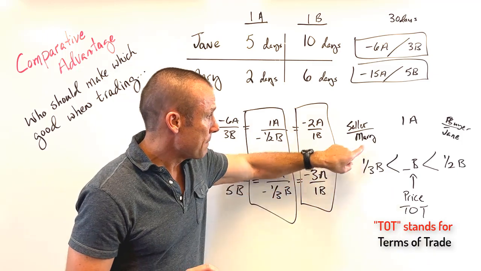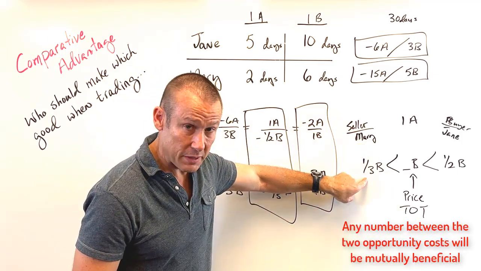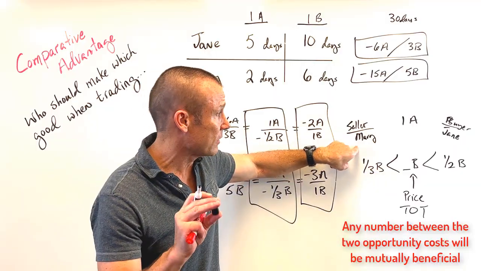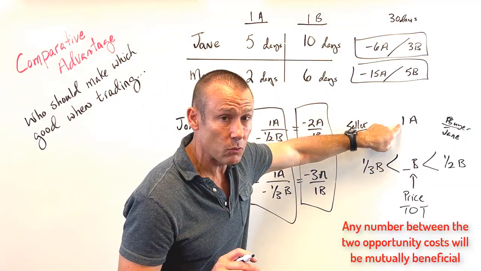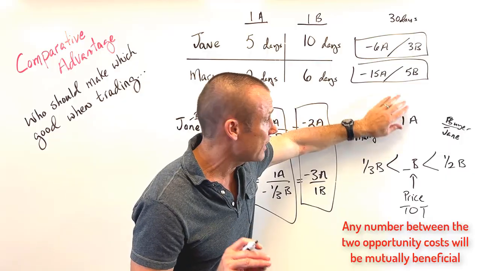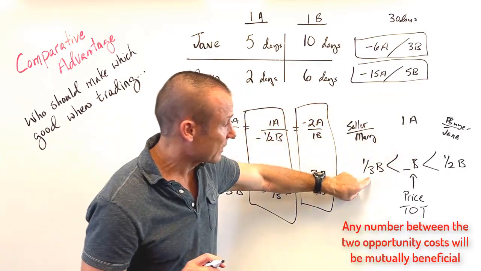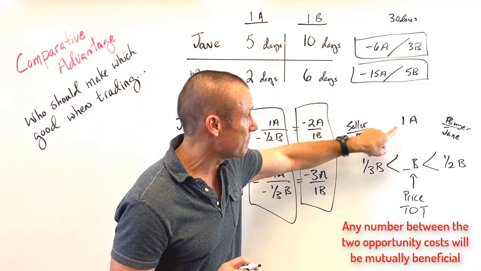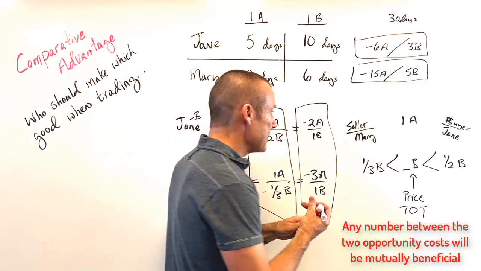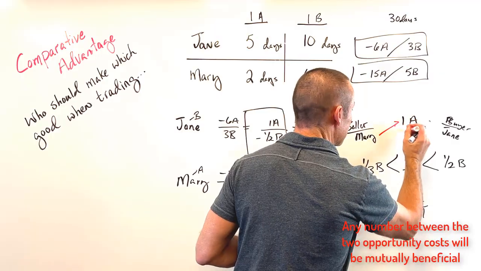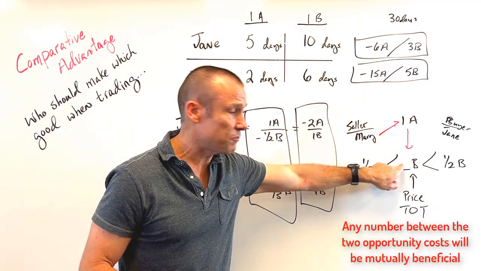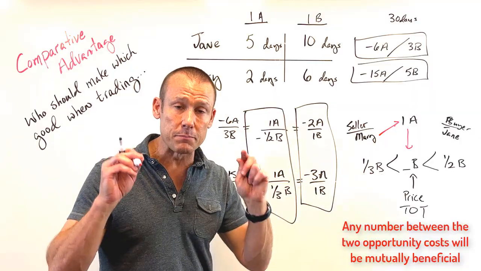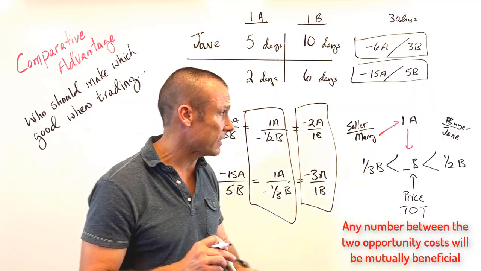Here's why. Mary wants B, right? Because she's selling A, so she wants B. Mary without trade could just not make 1 of A. And with the resources it would take to make 1 of A, she could make 1/3 of B. But wouldn't it be great if Mary could go ahead and make 1 of A and sell it for some amount of B that was greater than 1/3 of B. That would be beneficial to Mary.